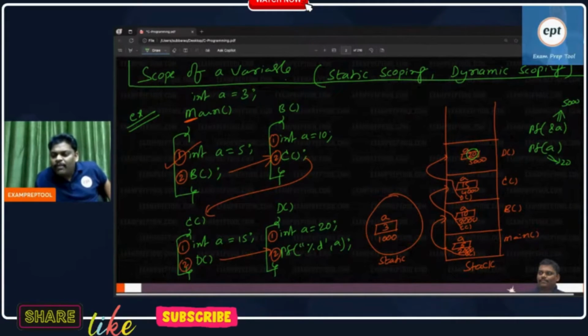Can you help? By default, your program will run in which area? Stack area.